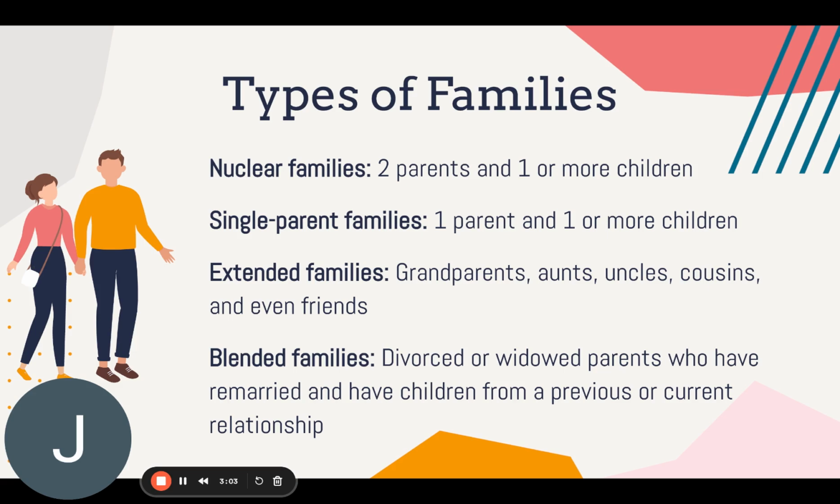There are a couple of different types of families. Nuclear families are two parents and one or more children. A single parent family is one parent and one or more children. Extended families include grandparents, aunts, uncles, cousins, and even friends. And blended families are divorced or widowed parents who have remarried and have children from a previous or current relationship. Families also include married or committed couples of the same or opposite sex with or without children.